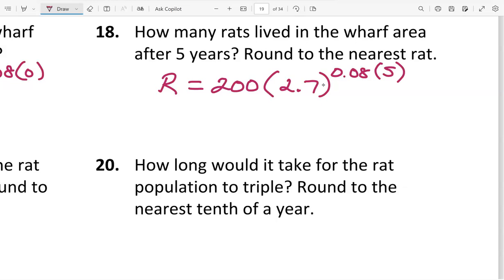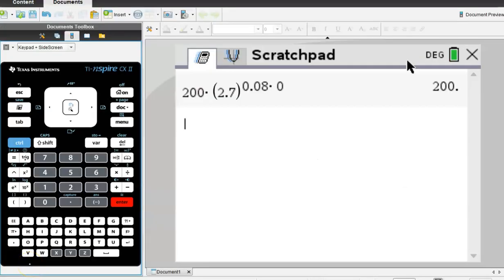This is also a calculator-ready solution, and if we want to save a little bit of time with calculator entry, you can use the arrow keys on your calculator to highlight the previous calculation, press enter, and then edit that calculation by deleting the 0 and replacing it with 5. And that'll give us, rounded to the nearest rat, 298 rats.